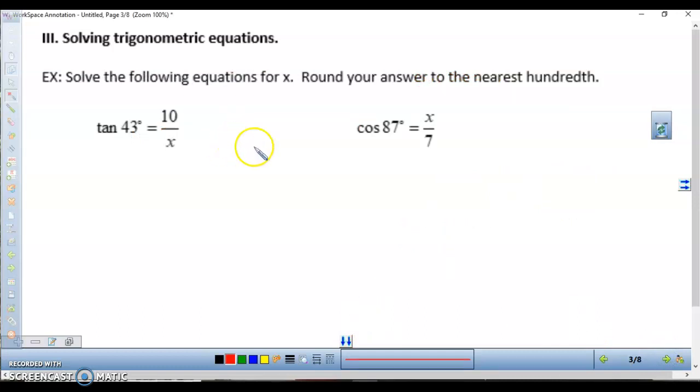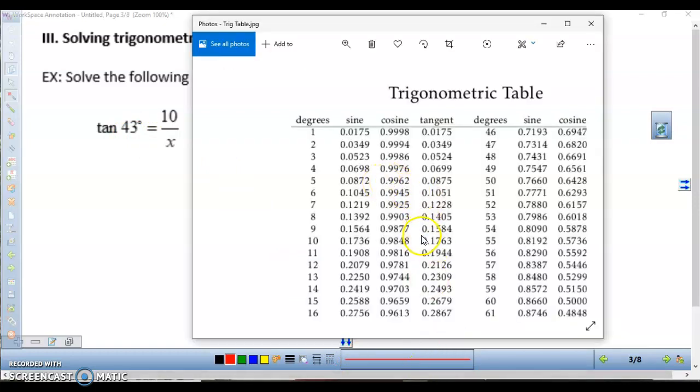All right, so here's how you solve these equations. Eventually I'll show you how you set these up, but for now let's just solve them. This equation says the tangent of 43 is equal to 10 divided by x. Well, the very first step is to determine what the tangent of 43 is. And it doesn't matter to me, like I said, you can use the table or the calculator. So maybe for this first one we use our table.